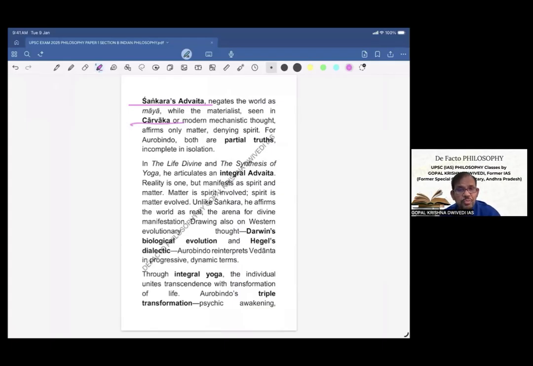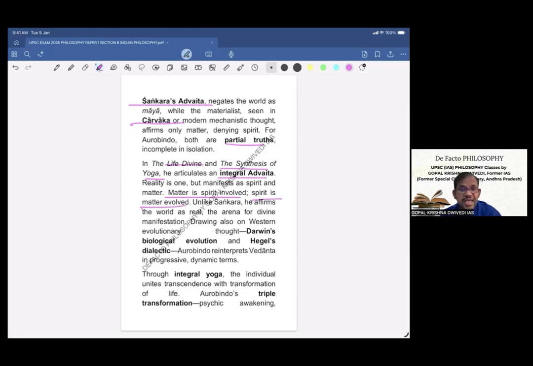For Aurobindo, both are partial truths, incomplete in isolation. In The Life Divine and The Synthesis of Yoga, these two books, he articulates an integral Advaita. This is the philosophy of Aurobindo. Reality is one, but manifests as spirit and matter. Matter is spirit involved, and spirit is matter evolved. So this is Aurobindo's theory.